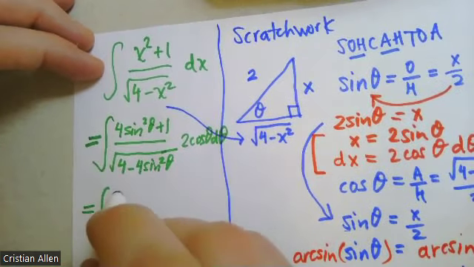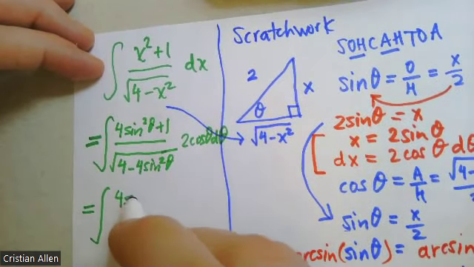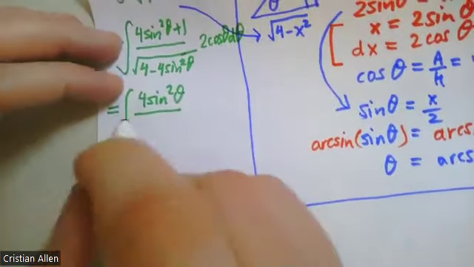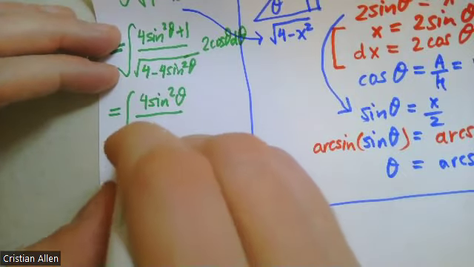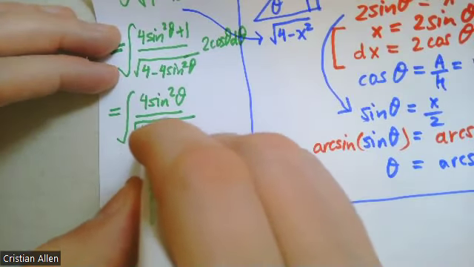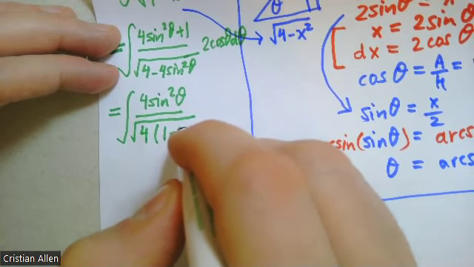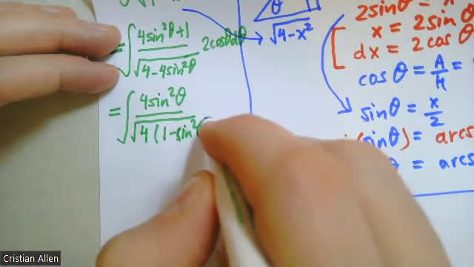Next, usually there's quite a bit of simplification in these problems. So in this particular case, we can see that we can factor out 4 here and then be left with a 1 minus sine squared theta.